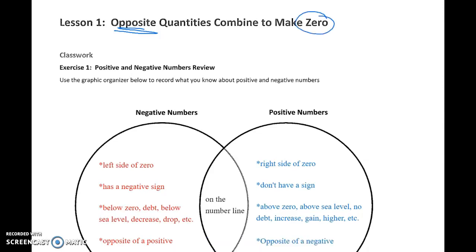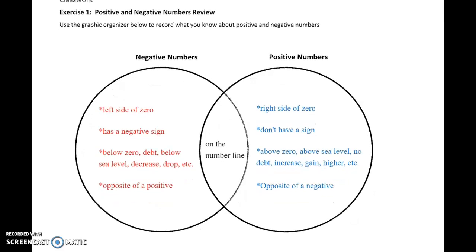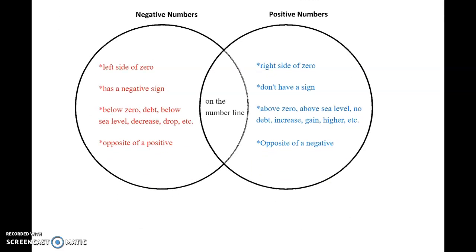Okay, so here are some thoughts, a little Venn diagram on positive and negative numbers. So go ahead and you can write these in. But negative numbers, okay, when we think of negative numbers, what do we think of? Well, they come to the left side of 0.